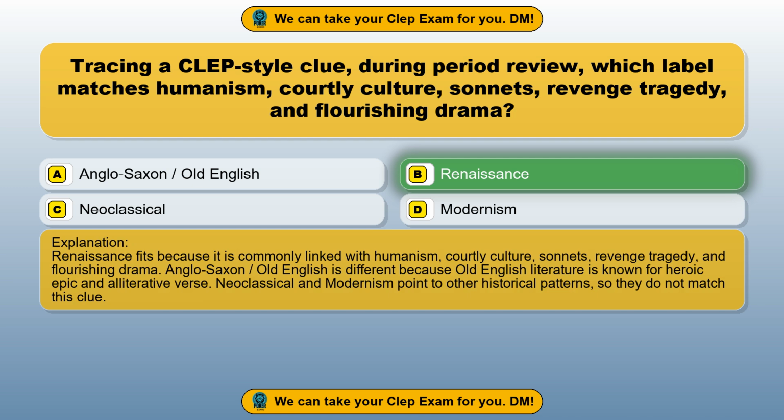Renaissance fits because it is commonly linked with humanism, courtly culture, sonnets, revenge tragedy, and flourishing drama. Anglo-Saxon/Old English is different because Old English literature is known for heroic epic and alliterative verse. Neoclassical and modernism point to other historical patterns, so they do not match this clue.